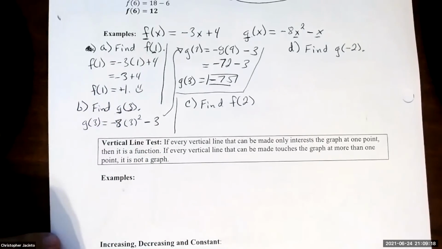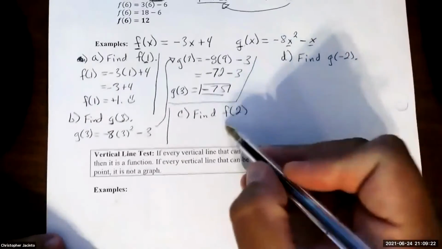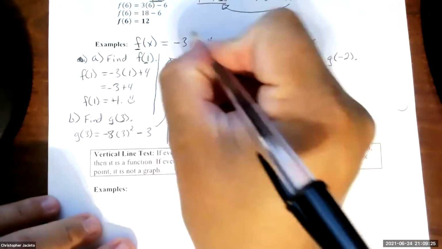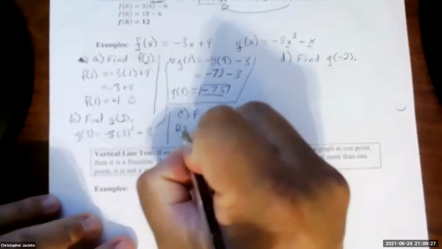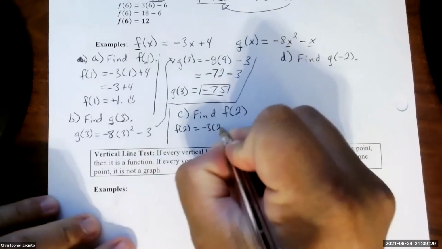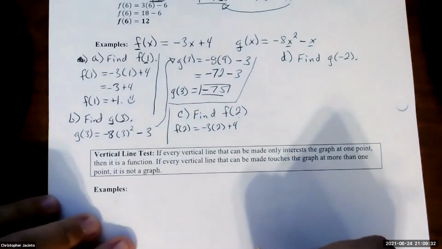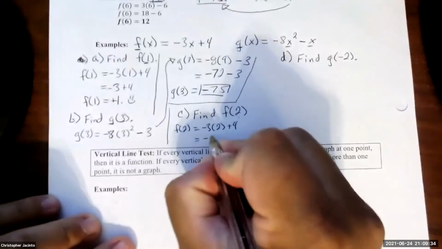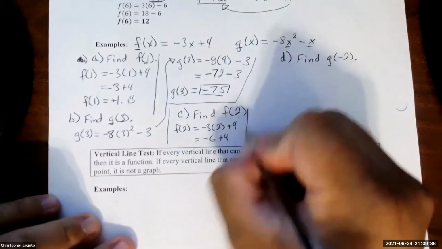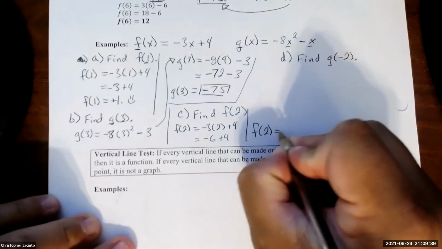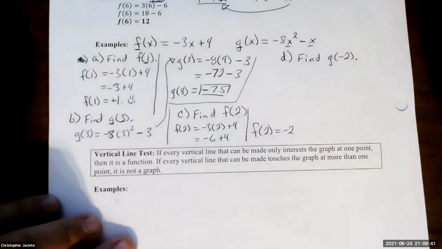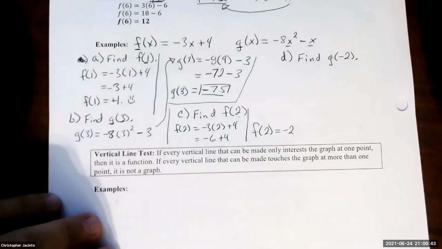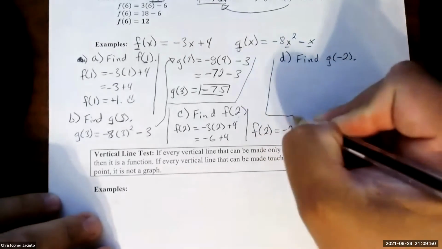So let's try this one out, see what we get. All right, so we're going to plug in 2 into here. So f of 2 is going to be negative 3 times 2 plus 4. So that's going to be negative 6 plus 4. So f of 2 is going to be negative 2. All right, so it looks like a lot of people got that one. Good. Nice job.